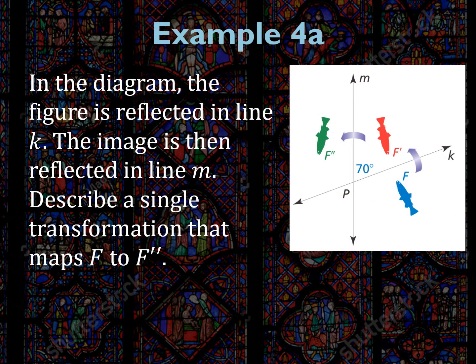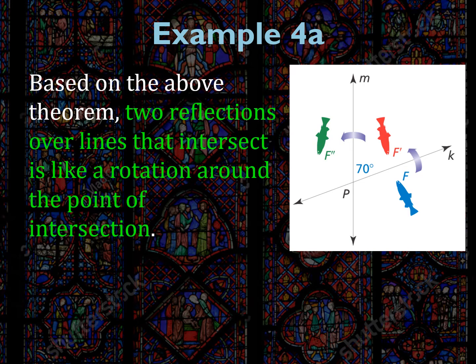Example 4a, in the diagram, the figure is reflected in line K and then reflected in line M. Describe a single transformation that maps F to F double prime. So what you have here is two reflections over lines that intersect. And that's like a rotation around the point where they intersect. So going from F to F double prime, two reflections is the same as a rotation around point P.